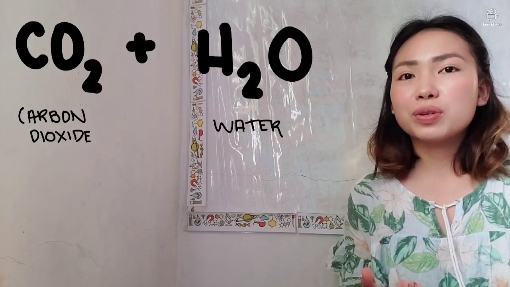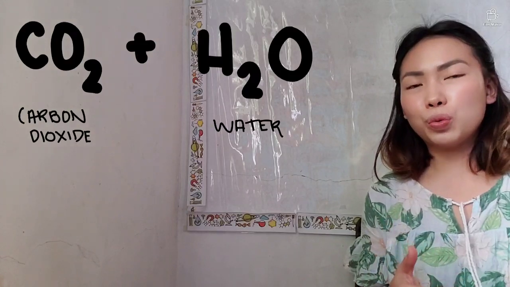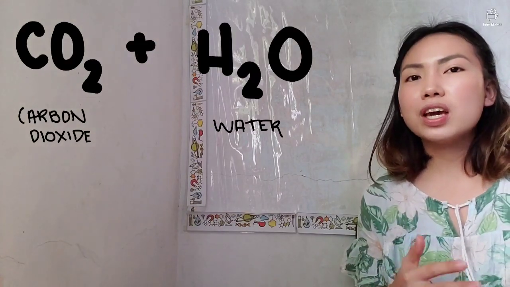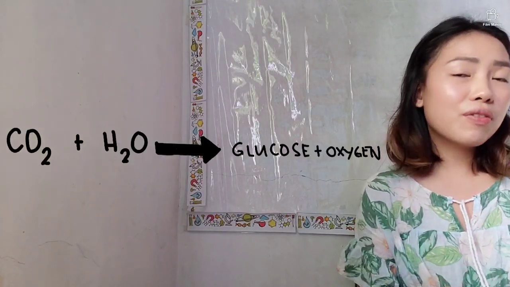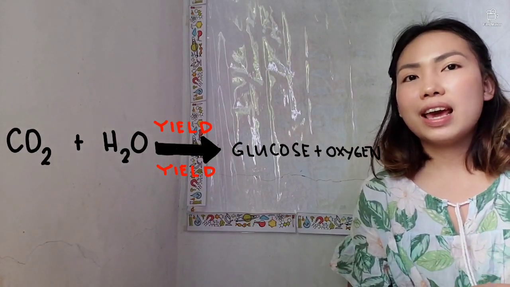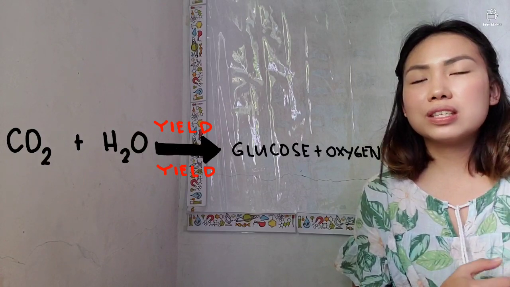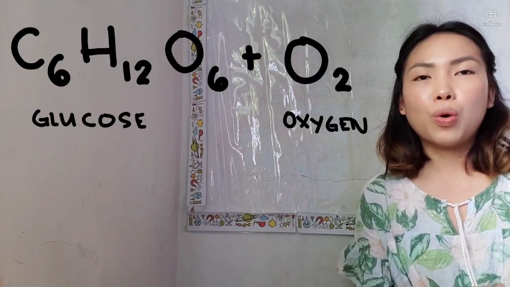Let us have this equation for us to produce the photosynthesis. So sabi natin kanina, ang kinakailangan nating materials for us to perform the photosynthesis are the carbon dioxide and water. So we have carbon dioxide, which is CO2, and then we have H2O for the water. So, carbon dioxide plus water will yield us the result of glucose and oxygen. So, glucose is C6H12O6 and oxygen is O2.